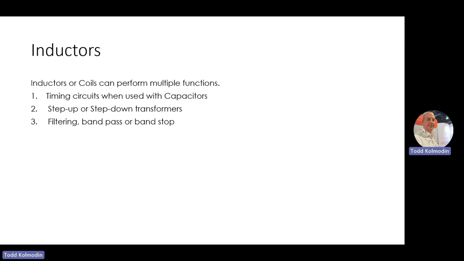The coils can also be step up or step down transformers, where they can take a voltage and increase it or decrease it depending on windings around the core of the coil. And they can also be used in conjunction with capacitors and resistors to create filtering, sometimes referred to as band pass or band stop. And I tried to think of a scenario of how a transformer or a coil would work in my water scenario.